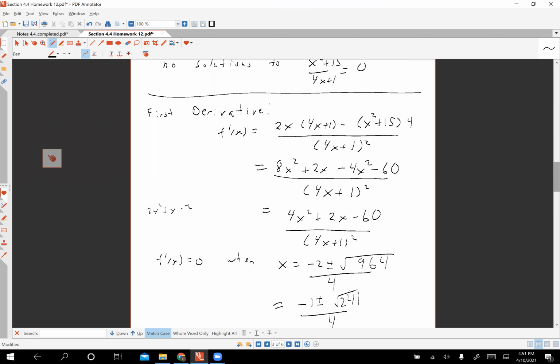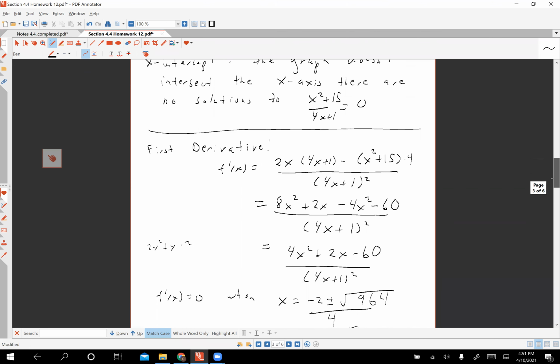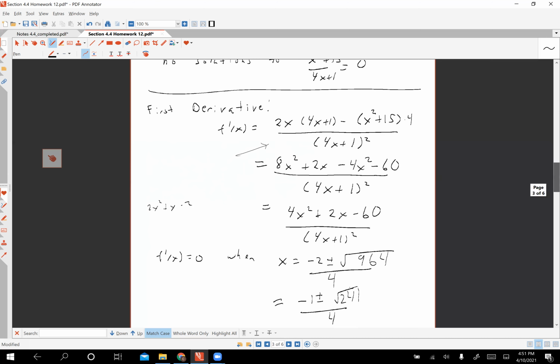And so yes, we do a little bit of work here. And we end up with, yes, we use again our friend, the quotient rule. I keep saying the quotient rule is my friend. So it's the derivative of x squared plus 15, 2x, times 4x plus 1, minus x squared plus 15 times 4, all over 4x plus 1 squared, and we do a little bit of algebra here, and we get 4x squared plus 2x minus 60.